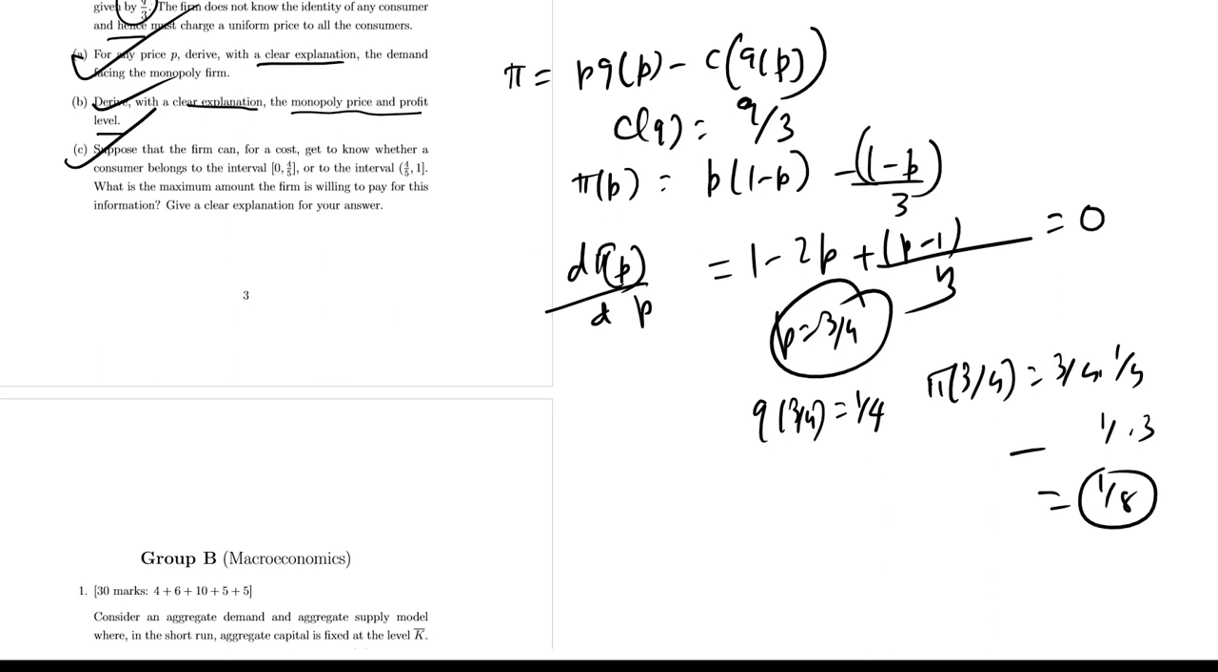Next, suppose the firm can, at a cost, get to know whether a consumer belongs to the interval 0 to 4 by 5 or to the interval 4 by 5 to 1. What is the maximum amount the firm is willing to pay for this information? So it can charge different prices to different consumers. So consumers from 0 to 4 by 5.